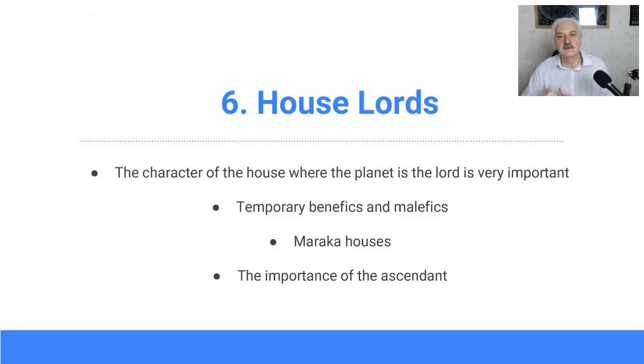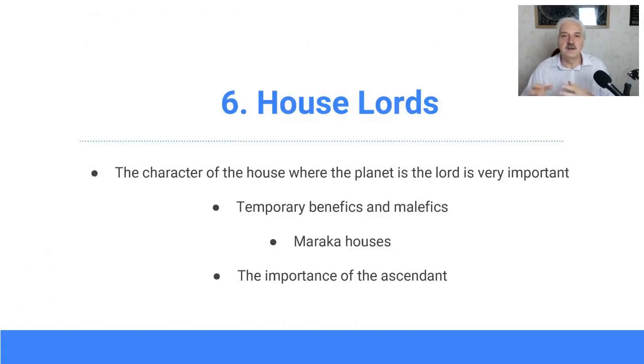And the same with Saturn. Say Saturn rules the 9th house in some chart, and the 9th house is considered to be probably the best of the houses. Then Saturn becomes a temporary benefic, although naturally or permanently it's malefic.